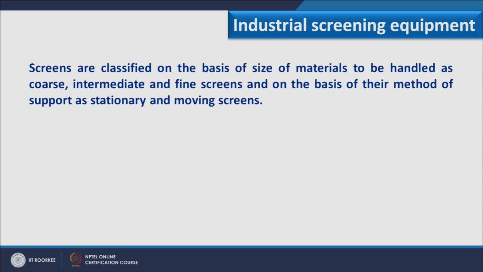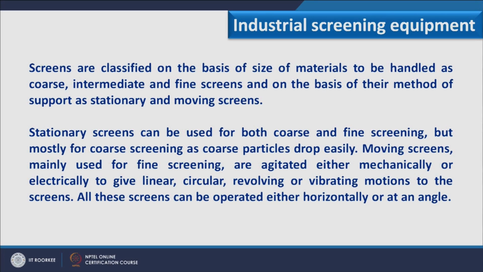So, screens are classified on the basis of size of materials to be handled as coarse, intermediate and fine screening, and on the basis of their method of support as stationary and moving screen. So, here you see we have classified in terms of size of material it handles as well as its operation, whether it is operated at stationary position or in moving position.